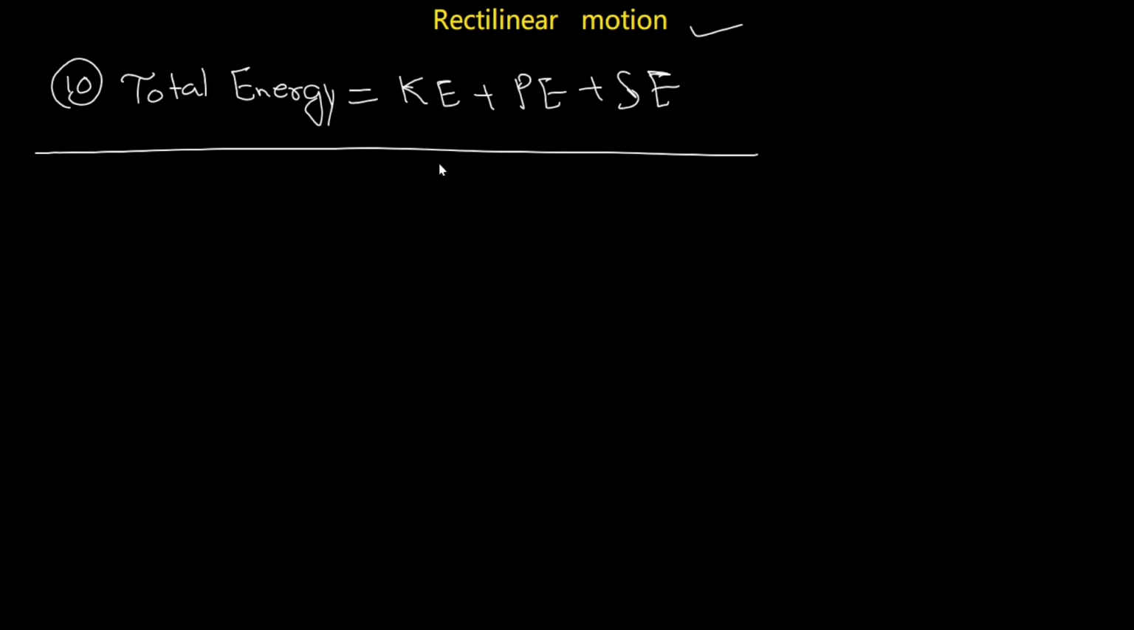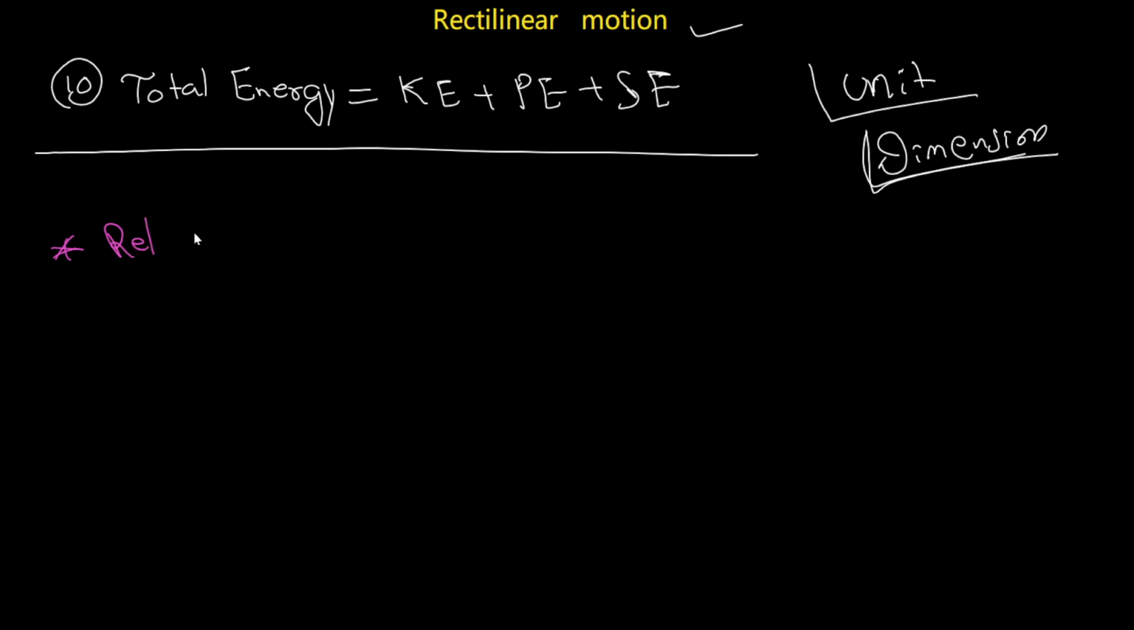So the first 5 were vector quantities, you have to take care of direction, and the rest 5 are scalar quantities, and you can find the unit of each term I have discussed. You can find unit and dimension as well for MCQ. Okay, and this concept will be used in numericals. And one more thing, if you want to discuss, that's called relative velocity, which will be used in questions.